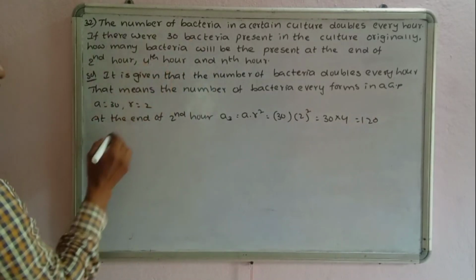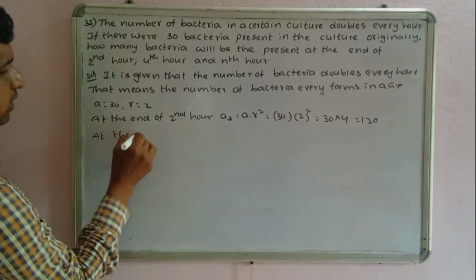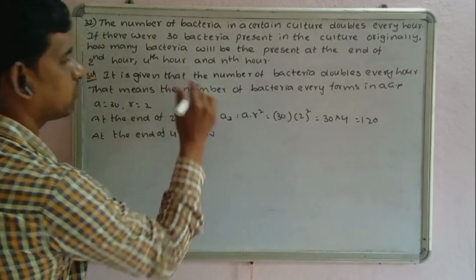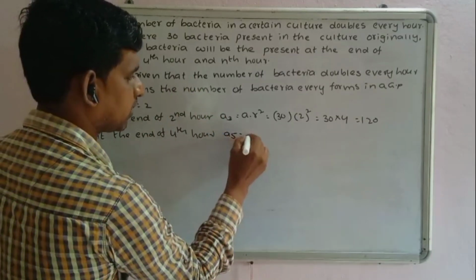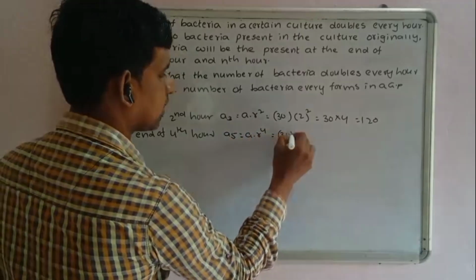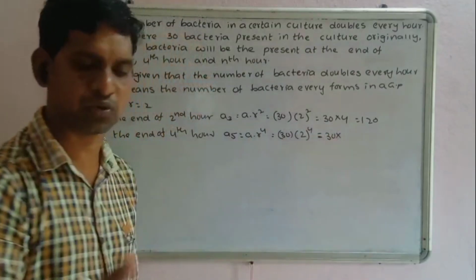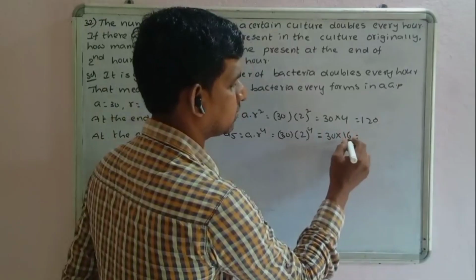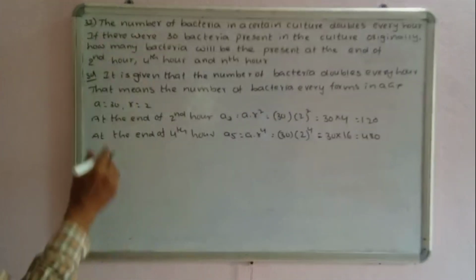Next, after the fourth hour. At the end of the fourth hour is nothing but fourth hour completed, so a5. a5 equals a times r power 4. Here a value 30, r value 2 power 4. So 30 times 2 power 4. 2 2s are 4, 4 2s are 8, 8 2s are 16. So 16 3s are 480. So 30 into 16 is 480.